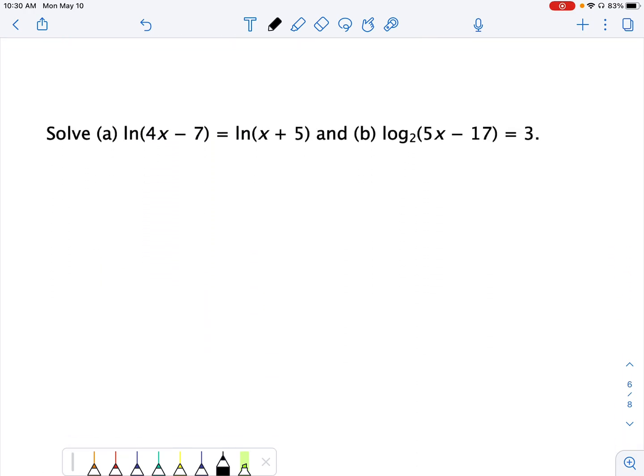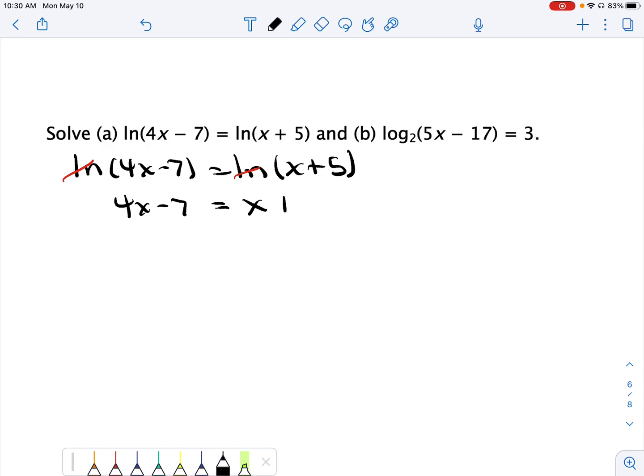So we're going to do A. The natural log of 4x minus 7 equals the natural log of x plus 5. So notice here we have natural log on both sides, so they cancel out. So 4x minus 7 equals x plus 5. Do some simple algebraic work here, and then x is going to equal 4. Now, it is important to plug it in, so use a calculator, plug it in to check, because there might be extraneous solutions. This one, after plugging in, does check.